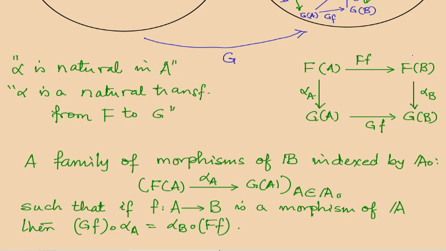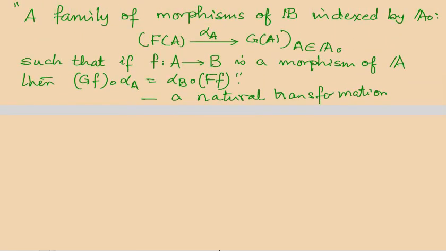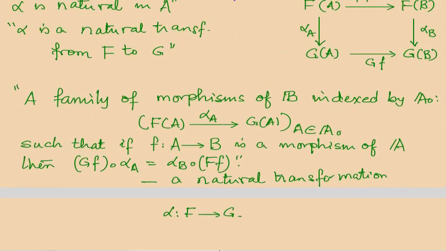Okay? So this is a natural transformation, from A to B, from F to G. And we shall write this as alpha from F to G. Clear? Yeah, that's clear. Okay.